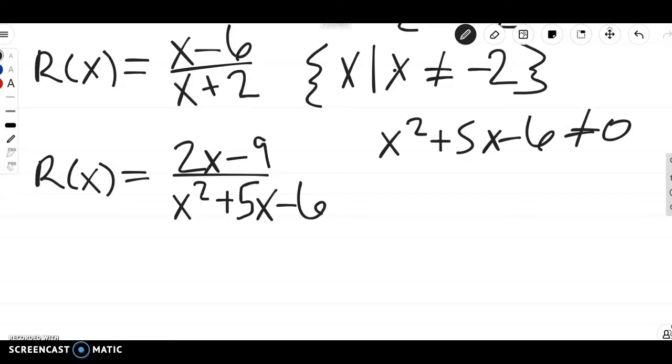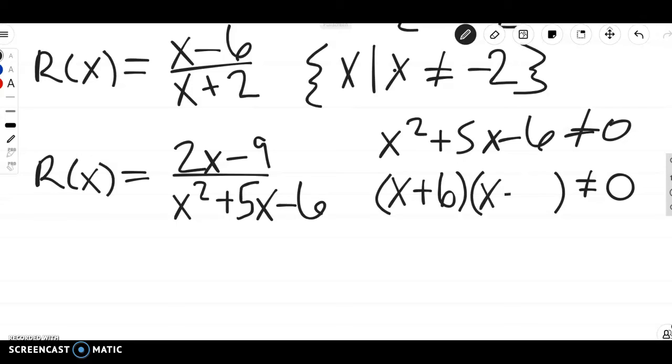Since this is a quadratic equation, we would solve this by one of our three methods. In this case, this is factorable, so we're going to factor. Then once we factor, we'll set each of those not equal to 0 and solve. There will be two values excluded for this problem. If I'm looking for two numbers that multiply to negative 6 and add to positive 5, that's going to be a positive 6 and a negative 1.